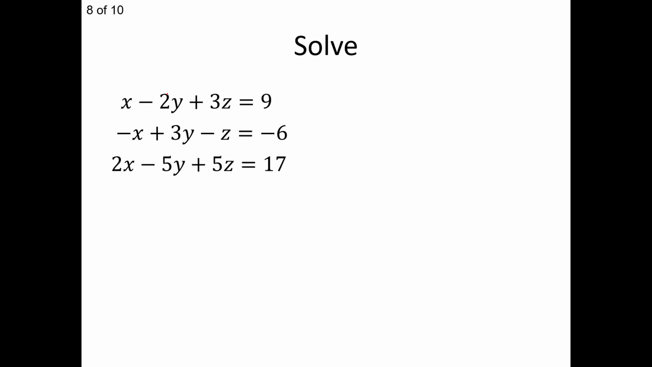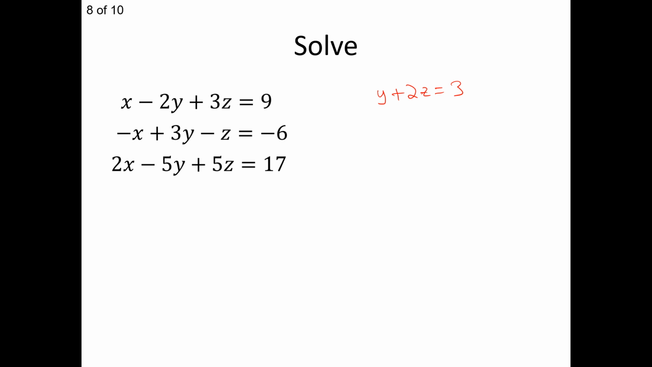I add my first equation to my second equation, and I produce a new equation that has eliminated the x value, because x plus negative x gets rid of that, and I'm left with the remaining sum of my other variables. I add my negative 2y to my positive 3y, and I simply get y. My 3z plus my negative 1z gives me a positive 2z, and then 9 plus negative 6 gives me a positive 3. All right, so I'm going to do this again.